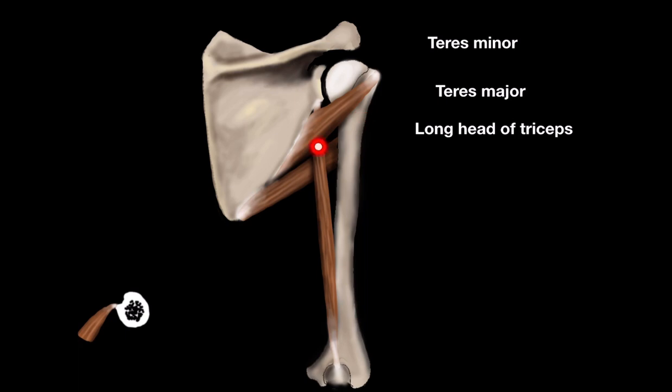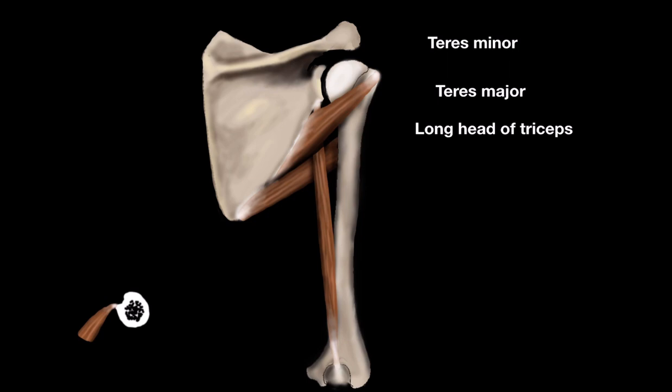Okay, now the upper triangular space is bounded superiorly by the teres minor, inferiorly by the teres major, and laterally by the triceps. Lower triangular space is bounded medially by the long head of triceps, superiorly by the teres major muscle, and laterally by the shaft of humerus. Now let us see the contents.